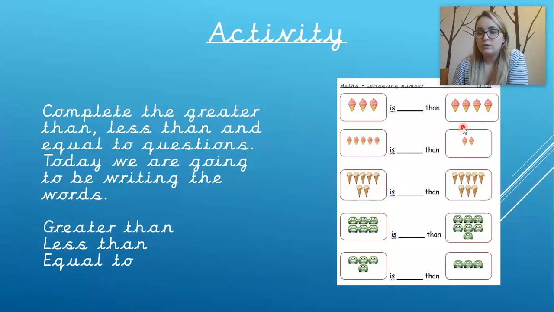So if you were using this sheet, you would count the 3 ice creams and you would count there's 4 ice creams on the other side, and you'd say 3 is less than, so you would need to write less in that space there, less than 4. So 3 is less than 4, and then you can move on to the next one, and next time you might need to write the word greater, and then there might be some on another sheet that is also equal to.